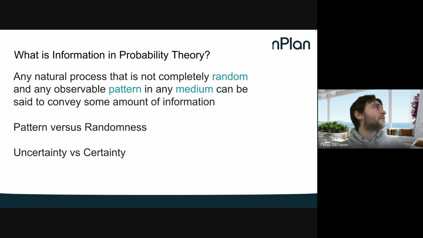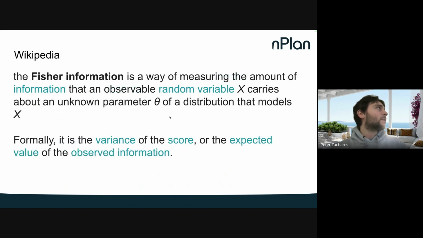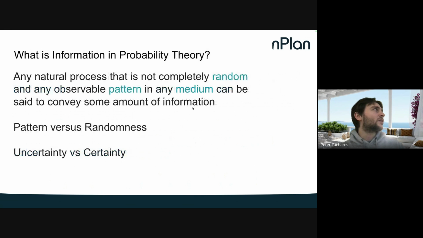Okay, so a key part of this definition is the amount of information that an observable random variable X carries. So I wanted to just touch on what is information in probability theory. What is information is actually an incredibly deep topic if you try to go down the rabbit hole of Wikipedia articles on it. But I chose one part of the definition of information on the page about it.